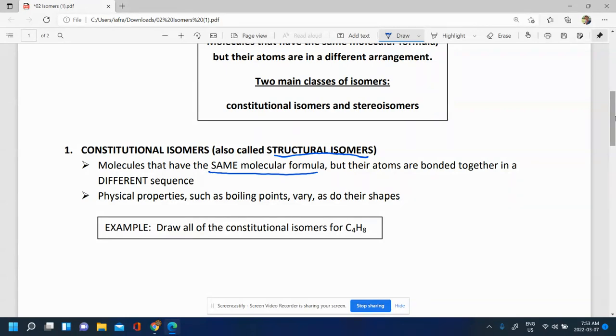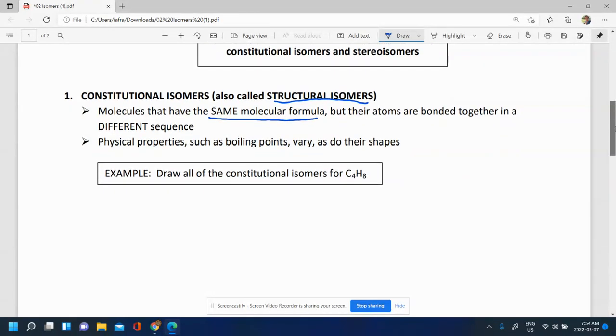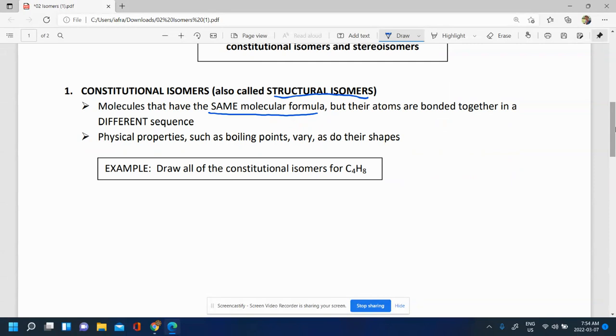So we'll take a look at how to draw isomers given a formula. And here's a great example you can do. It takes practice. You do have to try this out and develop strategies as you go. There's only really one way to get good at this, and that is practicing. So we have: draw all the constitutional isomers for C4H8. In other words, draw all the structural isomers. Draw all the different ways you can represent C4H8 specifically, and it has to abide by that formula.